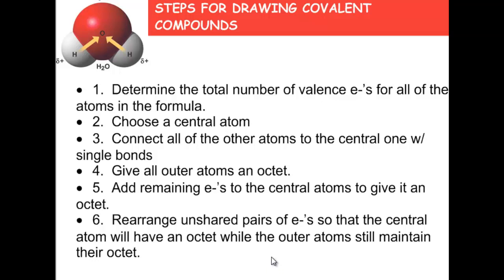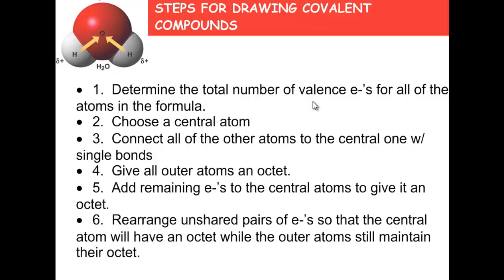So let's look at the steps that are involved in drawing covalent compounds. The first thing you have to do is determine the total number of valence electrons for all of the atoms in the formula. Now remember, there's a difference between covalent and ionic compounds. Covalent compounds don't have metals to give them the extra electrons that they need to satisfy the octet rule. As a result, they're going to pool all of their electrons together and then kind of divide them up so that everybody has the octet.